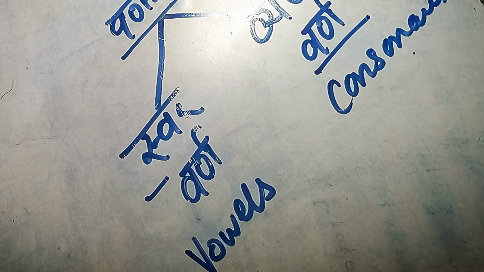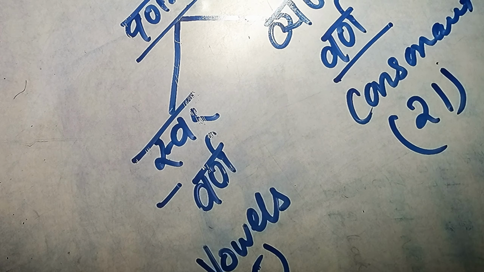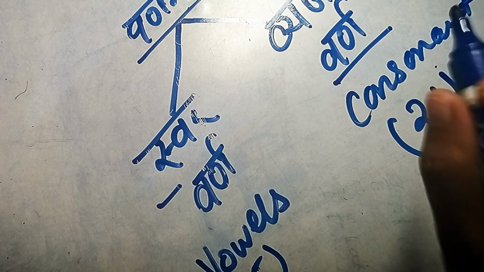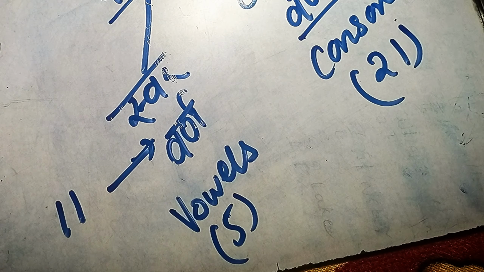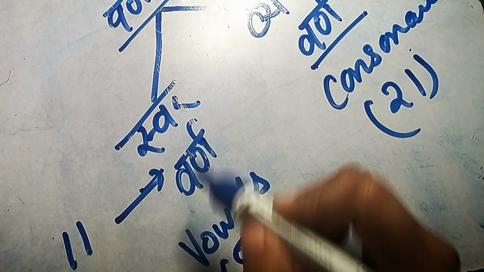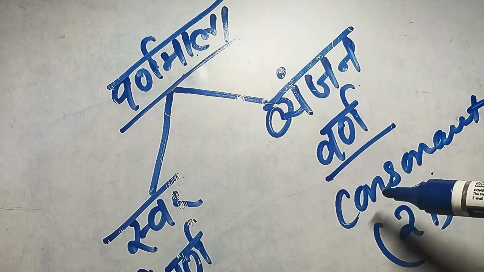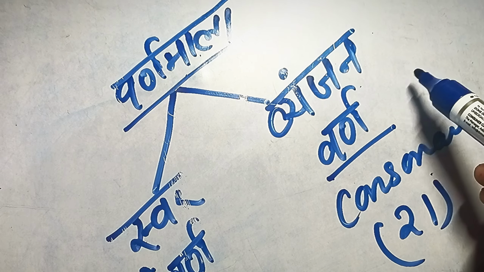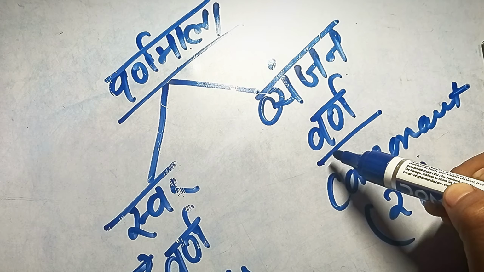Just like English, we have 5 vowels and 21 consonants, but in Hindi we have 11 swar. This one is swar. The second one is vyanjan.